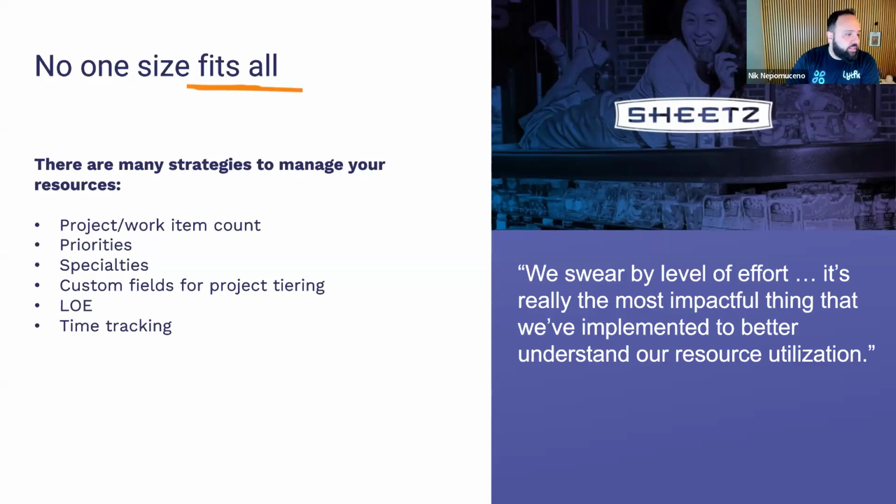I actually got sent that, and I can see about 44% of people using specialties, 50% using priorities. That's awesome. Custom fields for project tiering, about 39%, and level of effort, 56%, the second most. That's awesome to see. Level of effort is how you can get very granular with planning ahead for your resources. And then time tracking at least 33%, which also makes sense. But yeah, love seeing that.